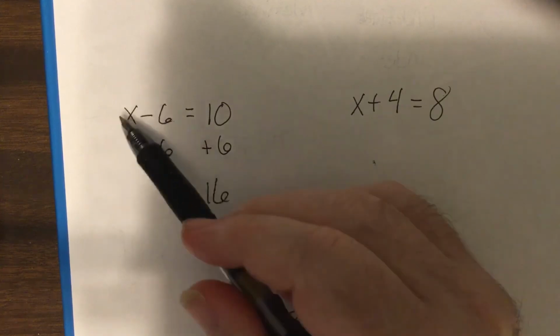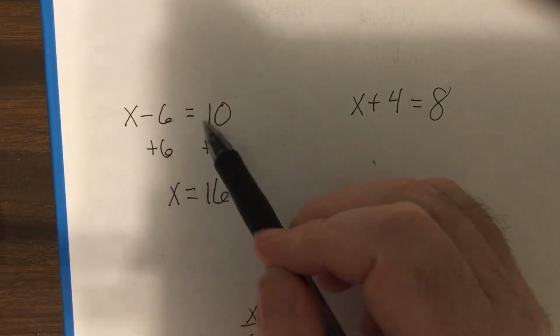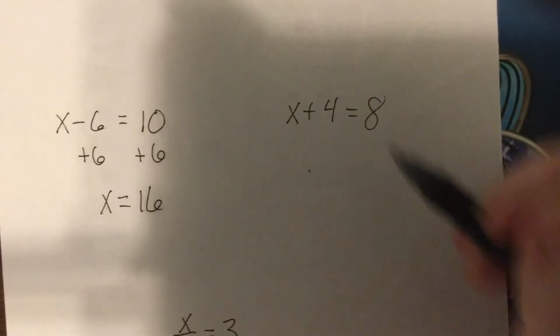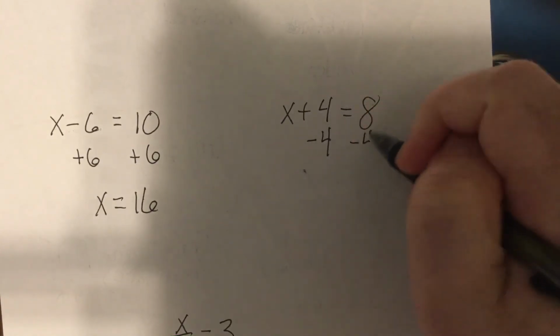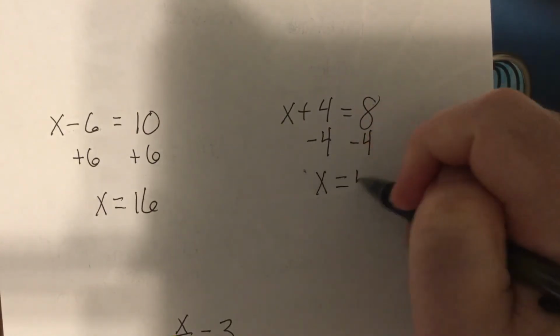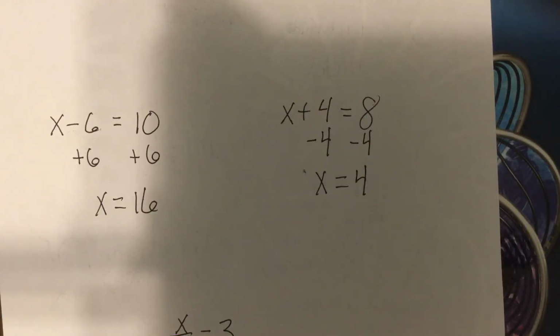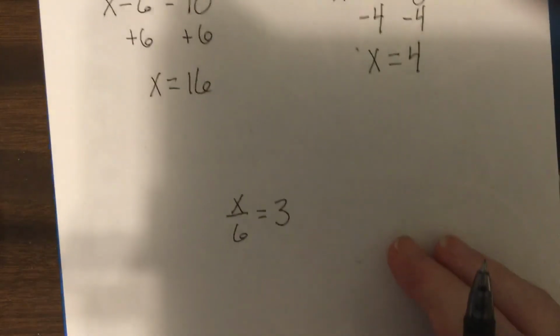Now some teachers make you show how it works, but I'm okay if you just do it in your brain. 16 minus 6 is 10. Yes. So this one, I'm adding 4, so you're going to subtract 4. So it'd be 8 minus 4 is 4.